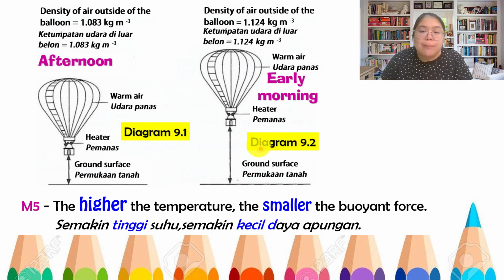Okay, how about the temperature? The higher the temperature, the smaller the buoyant force. That means they are explaining about the afternoon, because they're talking about higher temperature. So the buoyant force becomes low. That's why the balloon cannot go higher. If I want to explain about 9.2, you need to mention the temperature first. The temperature is early morning, that means it is low. When there is low temperature, the buoyant force becomes higher.